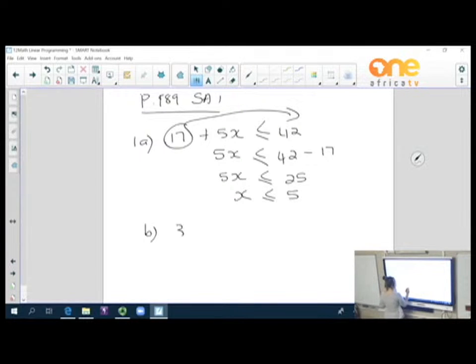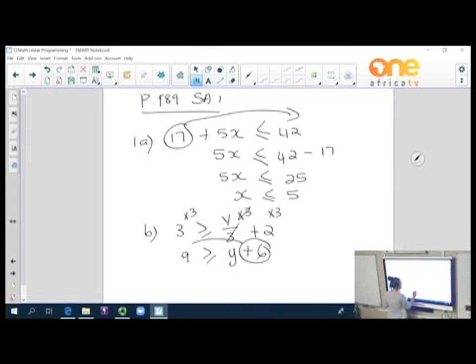Number B, 3 is more than or equal to y divided by 3 plus 2. First of all, get rid of the fraction, so we will multiply all of them by 3. What you do with one, you must do with all of them. So these two will cancel each other out. 3 times 3 is 9, is more than or equal to y plus 6.